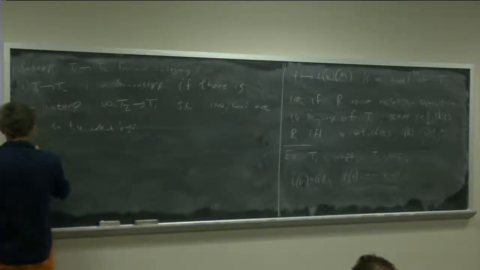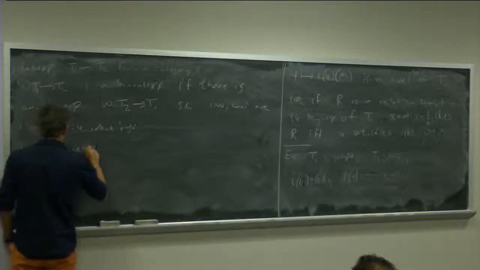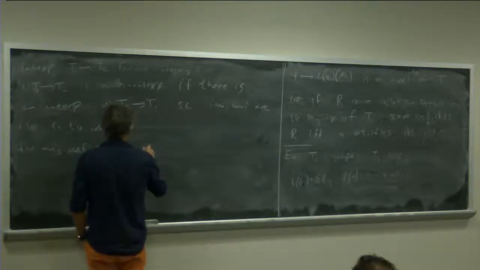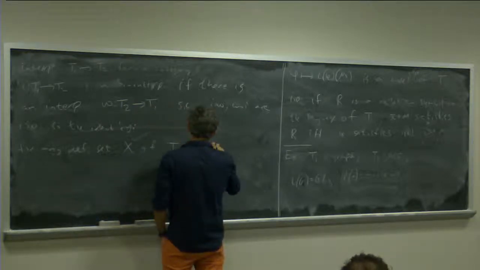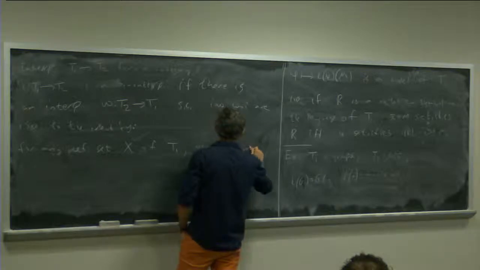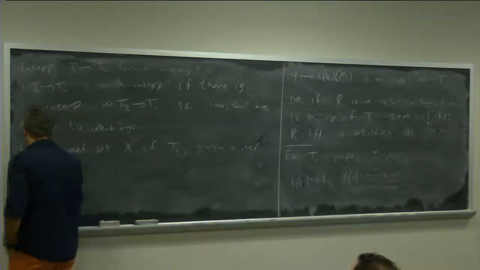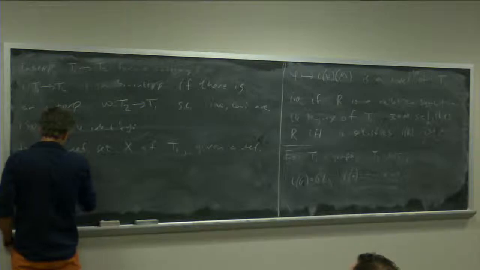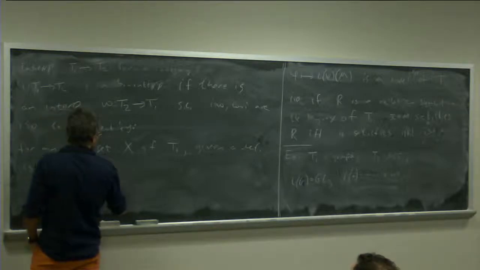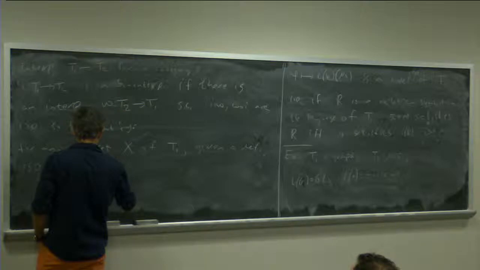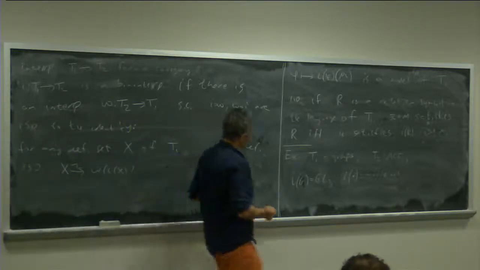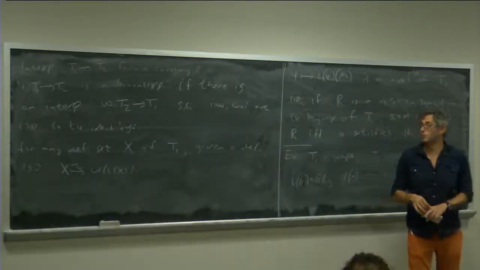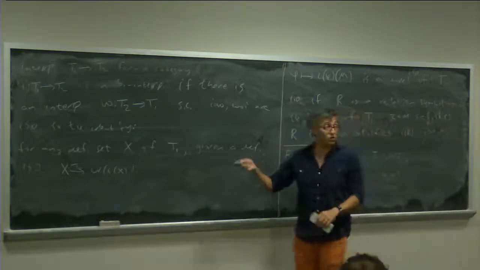Okay. So in more detail, it means that for any definable set X of T1, we are given a definable isomorphism from X to W of I of X, and they are compatible. Mm-hmm. So this means that for most practical purposes, T1 and T2 are the same theory.